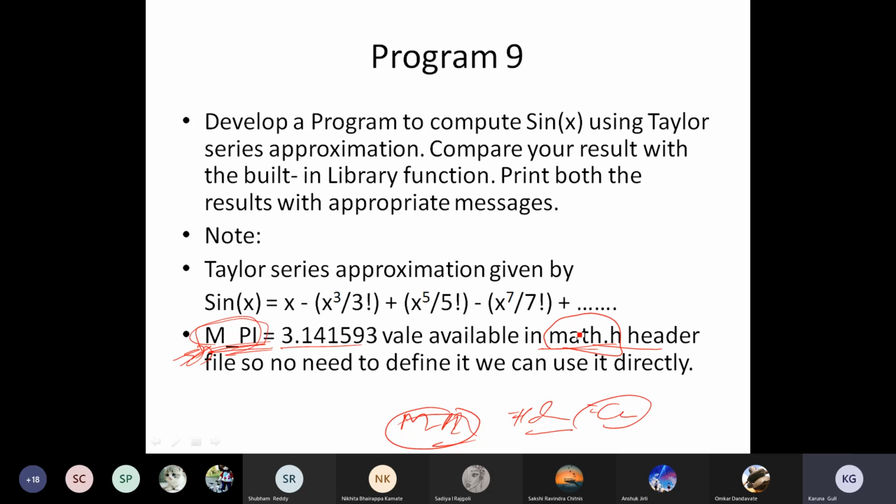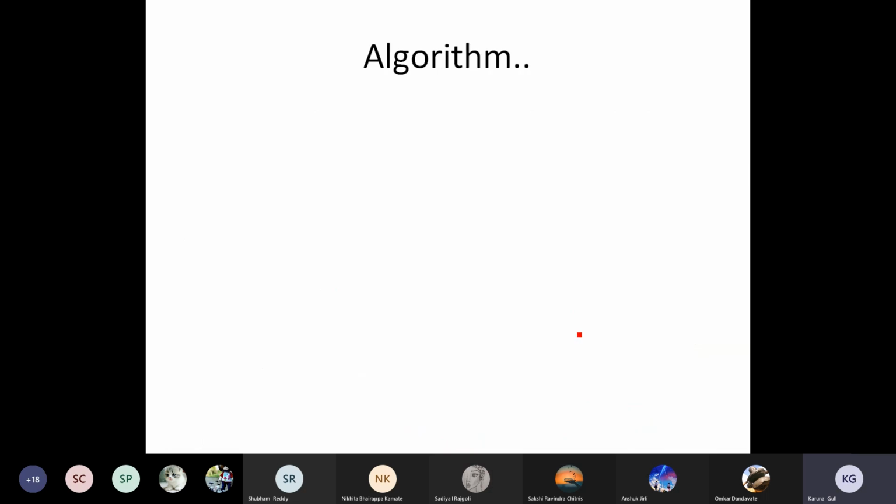Is it okay, students? Is it okay, students? You need not define that. It is already existing in the math.h there. You can directly use that. Clear, students? Yes, ma'am.